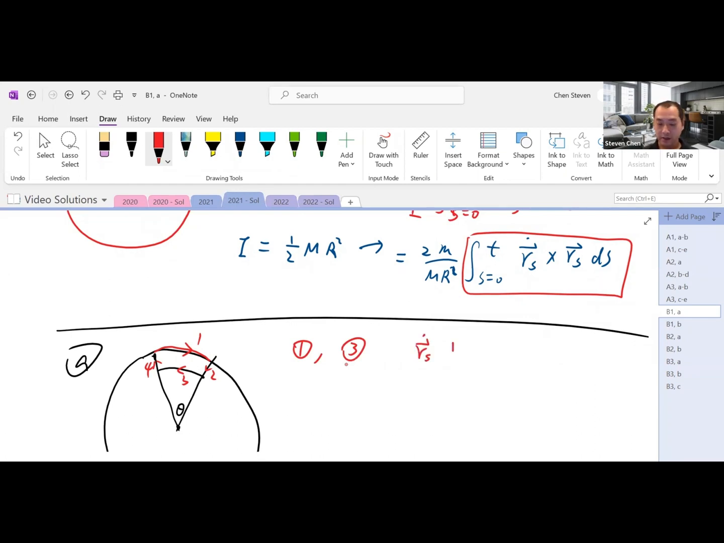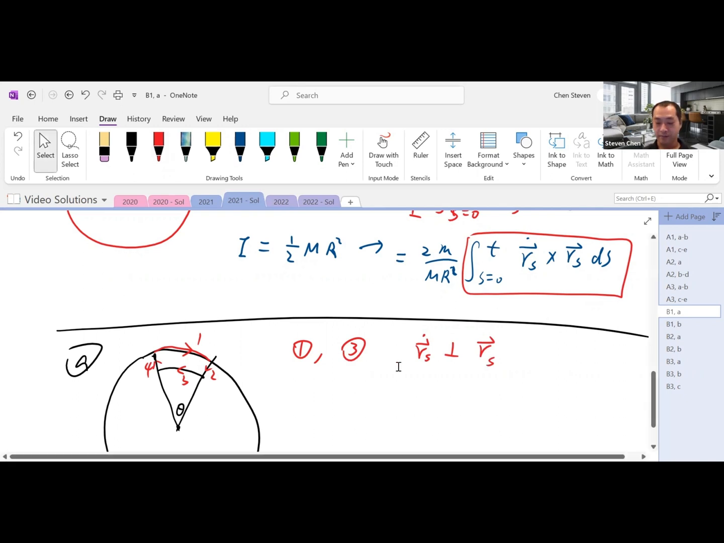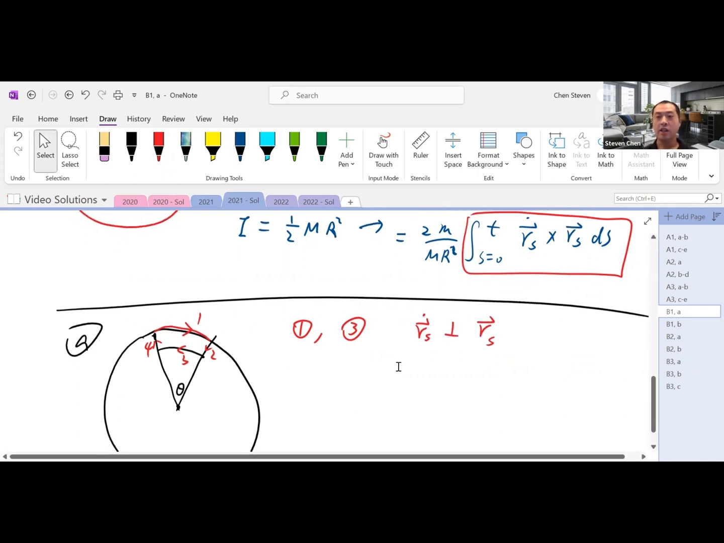the velocity is perpendicular to the position. So the cross product is simply equal to the product of these 2 numbers. That's it, right? It's very elegant. And the next, let's look at the direction of the cross product vector.